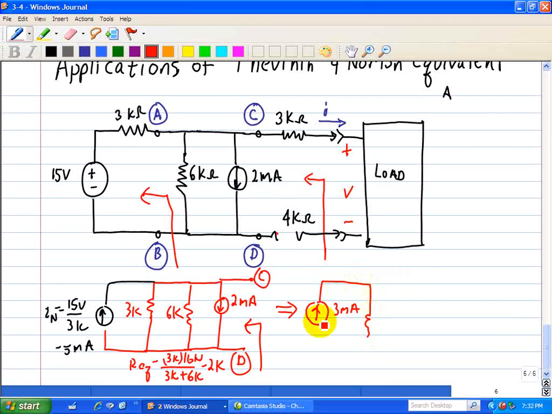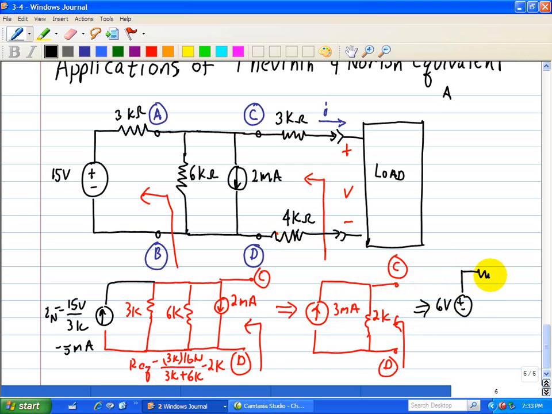So we have a 3 milliamp current source in parallel with a 2K resistor looking to the left of terminals C and D. We can replace this with a voltage or Thevenin equivalent. So that is now 3 times 2 is 6 volts, and we have it in series with the 2K.